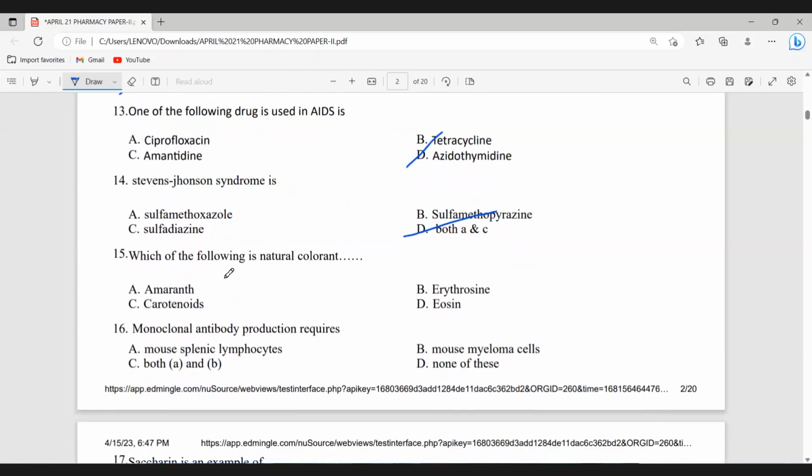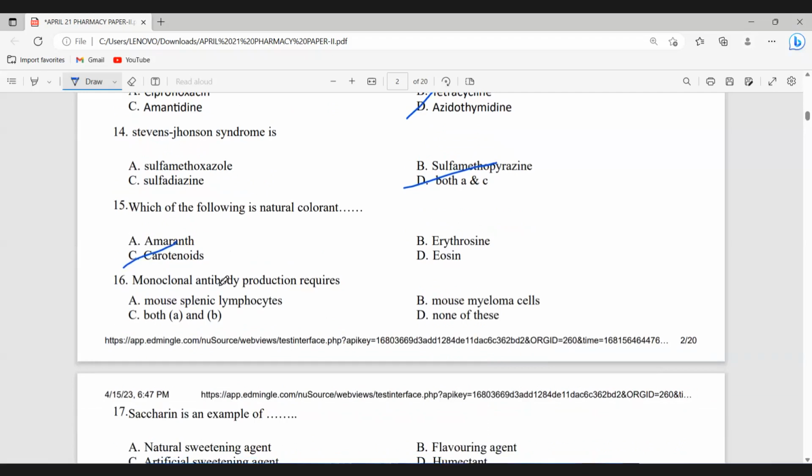Option D is correct. Then which of the following is a natural colorant? A natural colorant means carotenoids. Then monoclonal antibodies production requires... Even this is also a direct question, that is mouse splenic lymphocytes are needed and myeloma cells are also needed and mouse is needed. So your answer is both A and B.